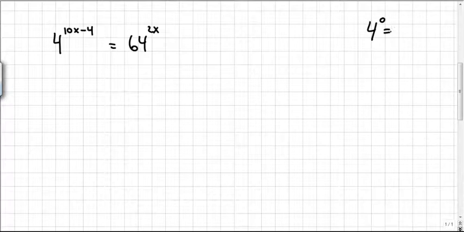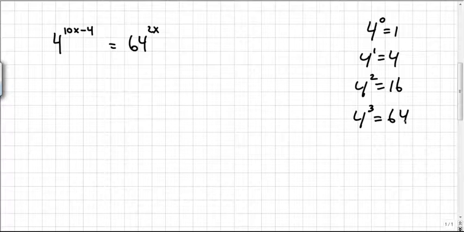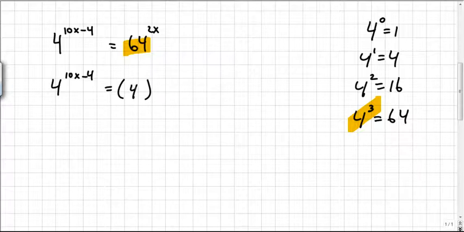I know 4 to the 0 is 1, which doesn't help me. 4 to the first is 4, also doesn't help. 4 squared is 16, but 4 to the third happens to be 64. So what I'm going to do is replace that 64 right there with 4 to the third. I didn't modify my left side of the equation, so I'll leave it alone. And in parentheses, 64 is 4 to the third. So just substitute and don't lose my 2x power.